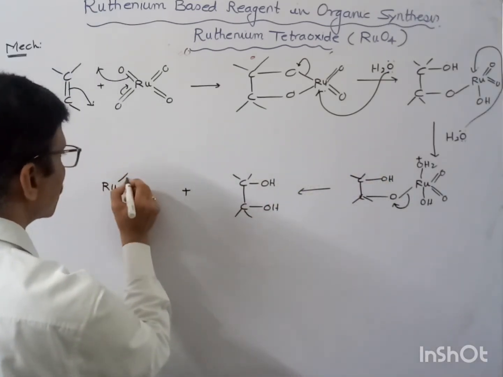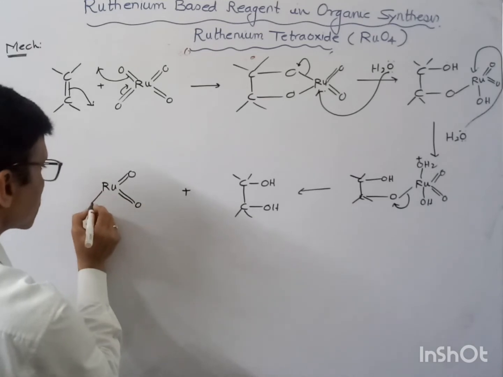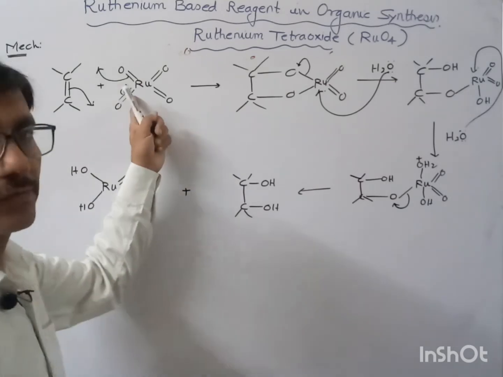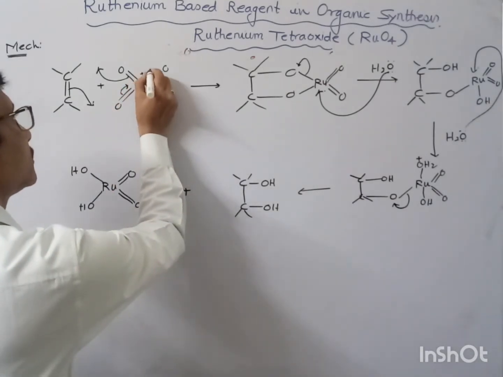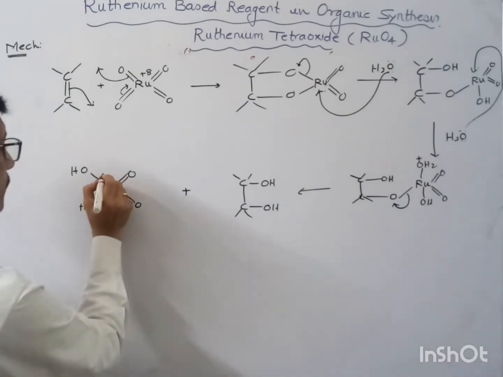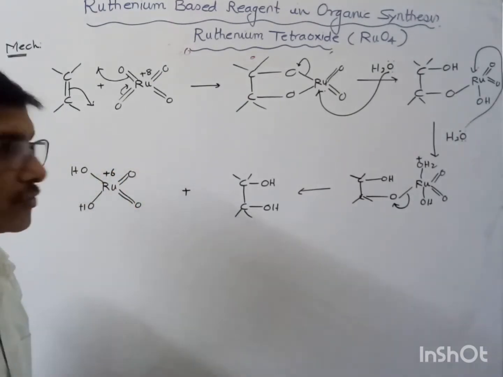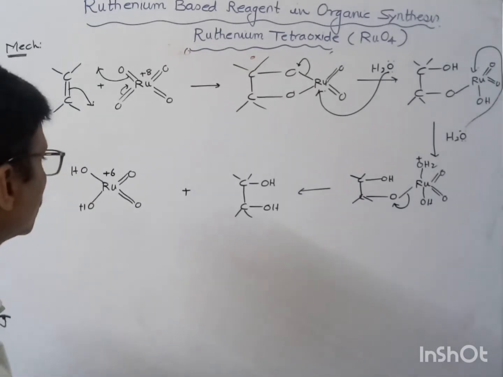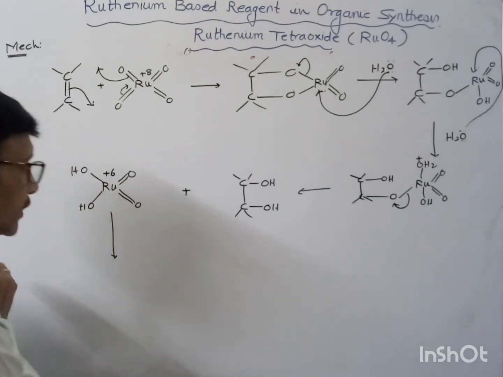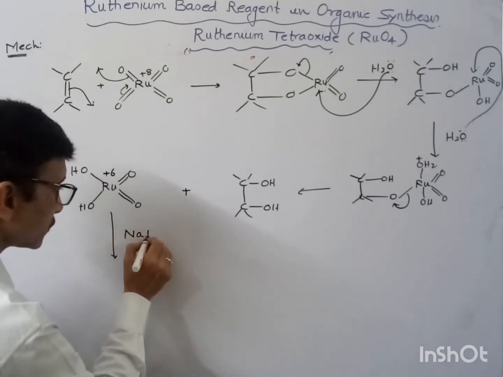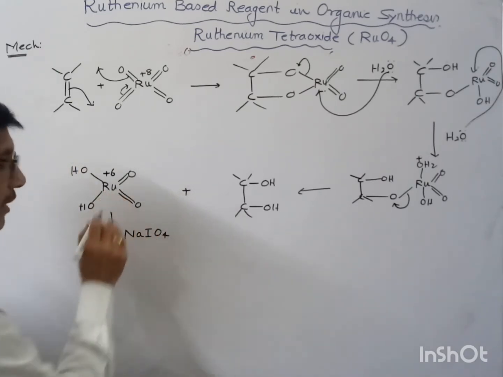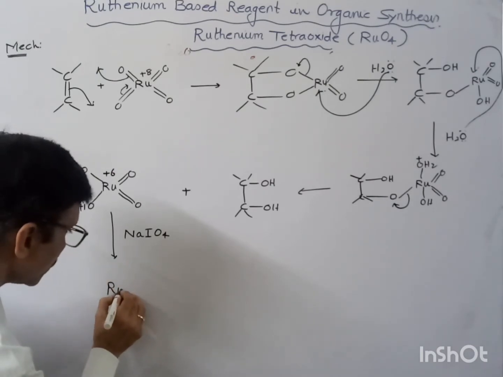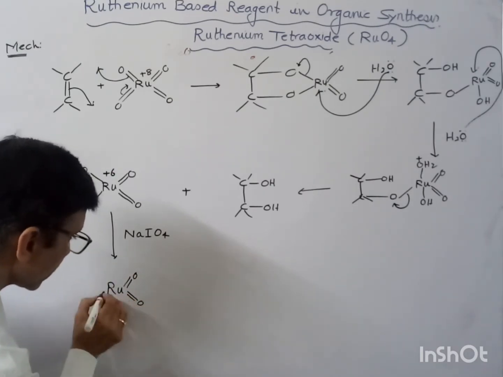Plus, we will get this ruthenium in +6 oxidation state. So we can see that ruthenium, which was initially present in +8 oxidation state, is now reduced to +6 oxidation state. So how will it oxidize the other molecule? It can be re-oxidized using, suppose, sodium metaperiodate. This sodium metaperiodate in the reaction mixture will again oxidize this into ruthenium tetraoxide, and it can act further.